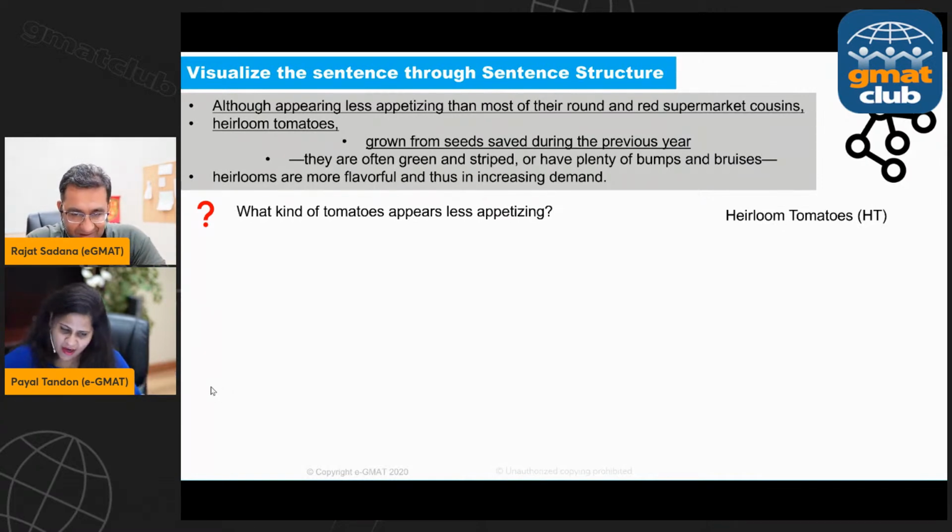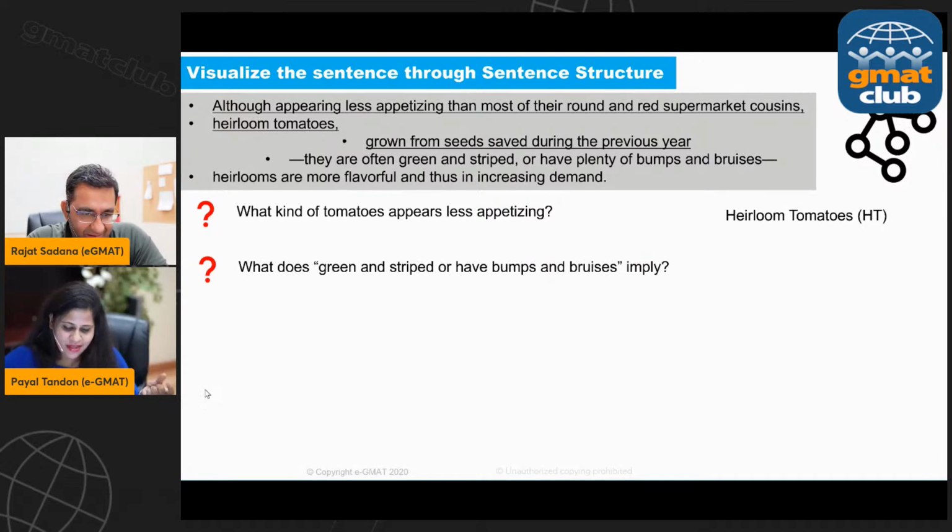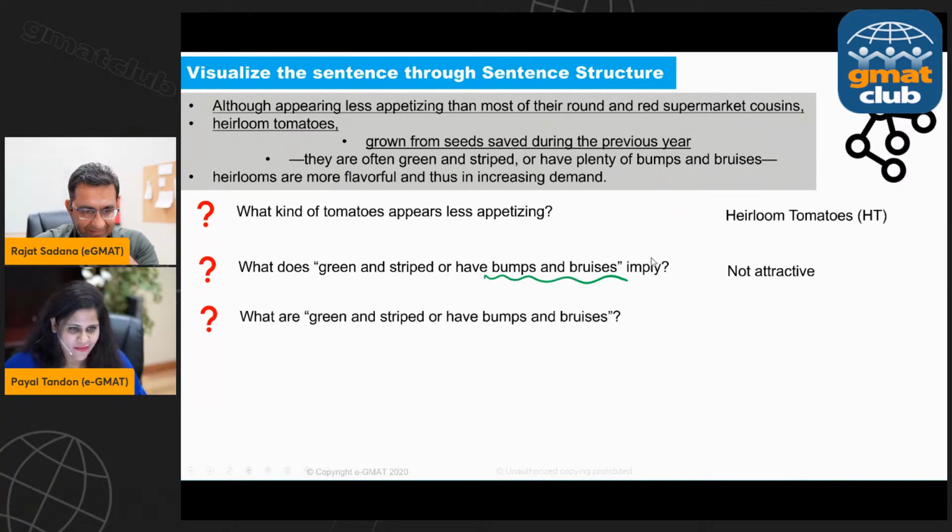Heirloom tomatoes. The next question is, what does green and striped or have bumps and bruises imply? What this implies is that these heirloom tomatoes are not very attractive. Maybe green doesn't right away tell you that it's not attractive, but when you read the words bumps and bruises, it means that they are not attractive. And what are green and striped or have bumps and bruises? It's the heirloom tomato. So when you combine these two bits of information, you conclude that the author is saying that these heirloom tomatoes are not attractive.